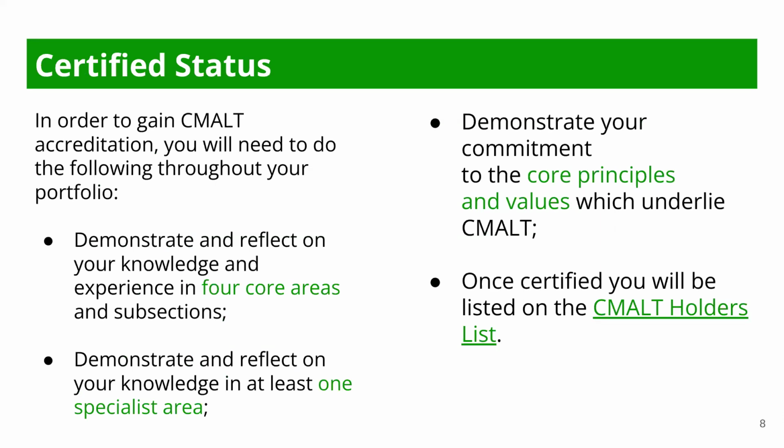So again, this just runs through what you need to actually do to gain your certified accreditation. You need to demonstrate and reflect on your knowledge and experience in the 4 core areas and subsections. And depending on the level that you go for, the pathway, so associate, CMALT or senior, depends on how many specialist areas and so on that you need to do. So for senior, for example, you need to do specialist and advanced areas, but the guidance does tell you exactly how many sections you need to complete depending on the level you want to do. You also need to demonstrate your commitment to the core principles and values, which were those 4 things I just mentioned on the previous slide.